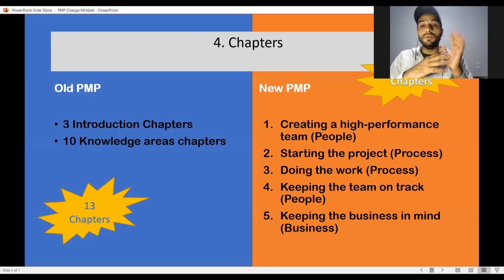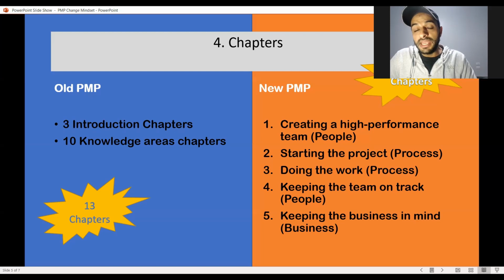Number 4, number of chapters. In the old PMP, we have 3 chapters in the beginning, like introduction and foundation, and then we have 10 chapters on the knowledge areas. So overall, from chapter 1 to chapter 13, 13 chapters, with the knowledge areas divided as chapter 4 integration, chapter 5 scope, and so on. In the new PMP, we have only 5 chapters, which is good news for some people who like to take fewer chapters.